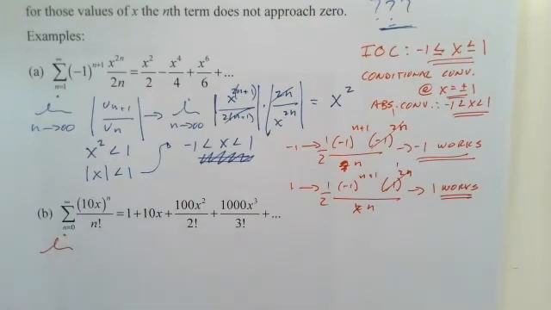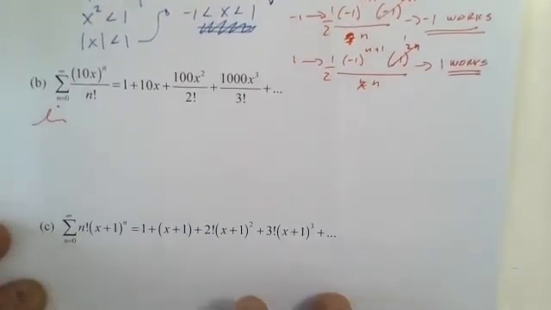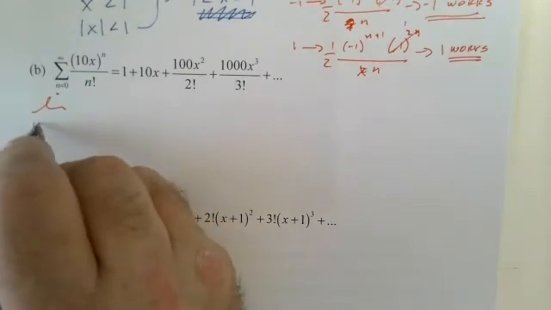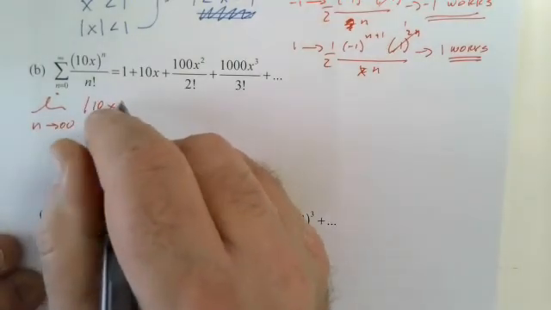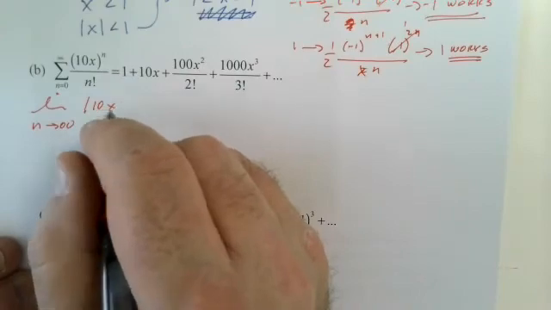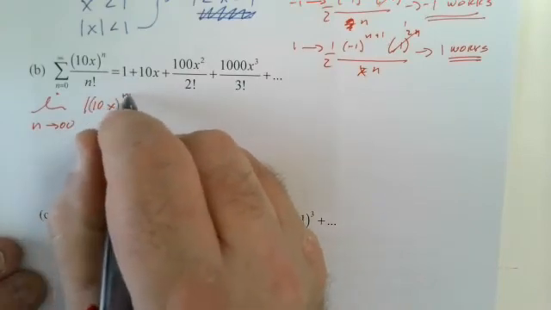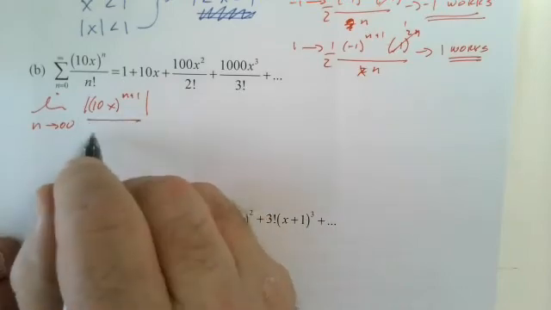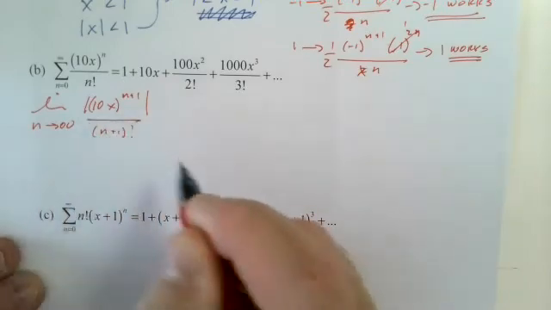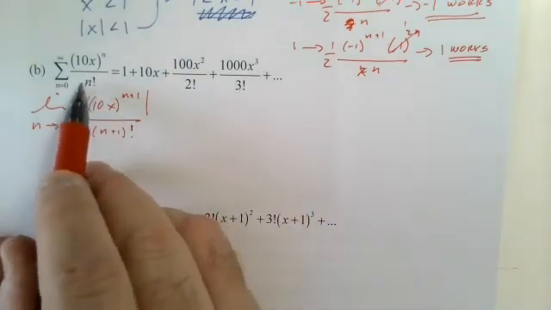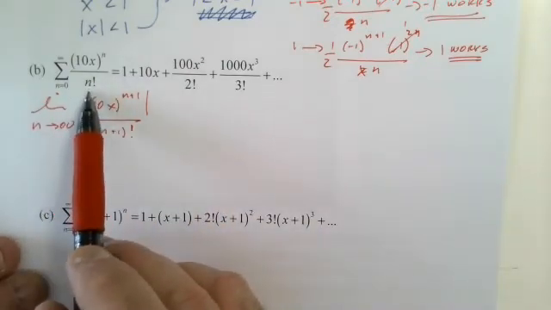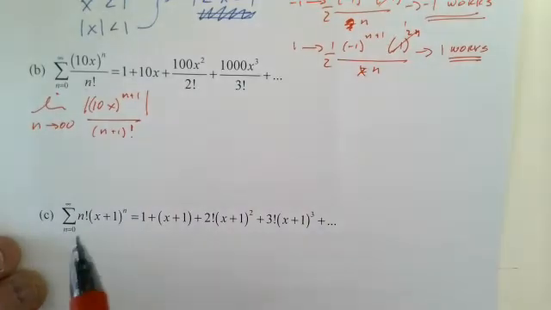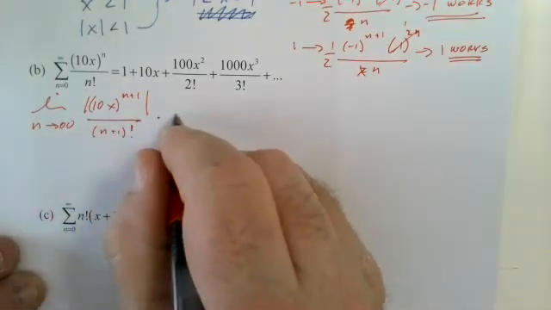Ratio test. Limit as n goes to infinity of 10x to the n plus 1 over n plus 1 factorial. Oh, by the way, factorials can converge everywhere. Done. Oh, you've got to be kidding me. You can't just, yes, I can. N factorial is going to converge everywhere. Think so? Yeah, I think so.